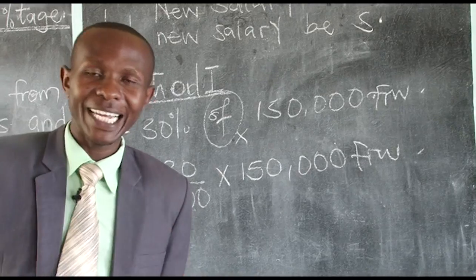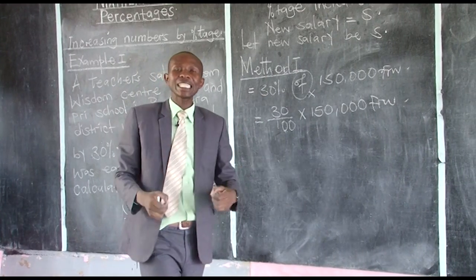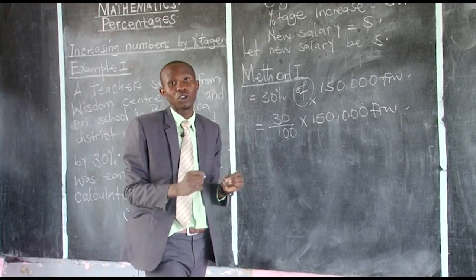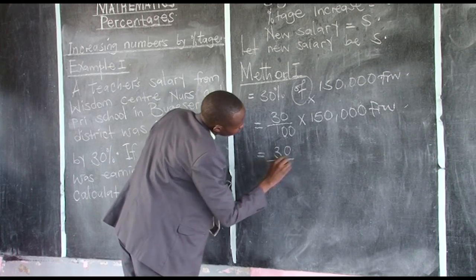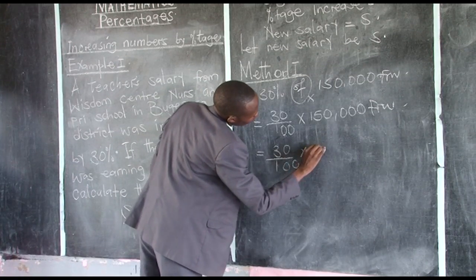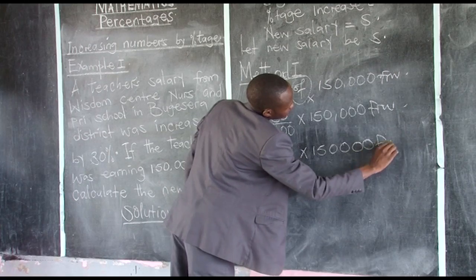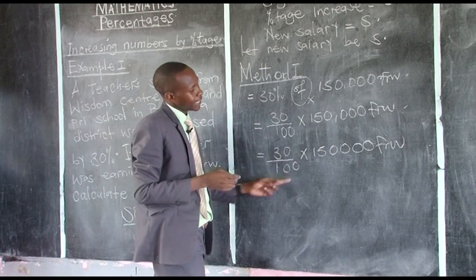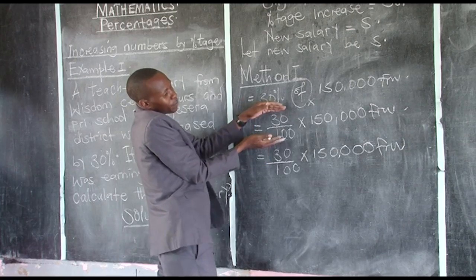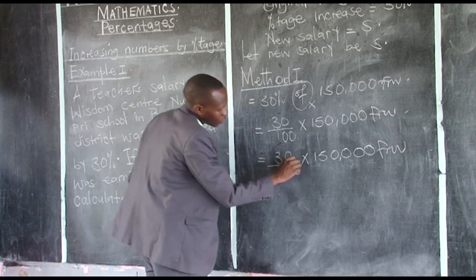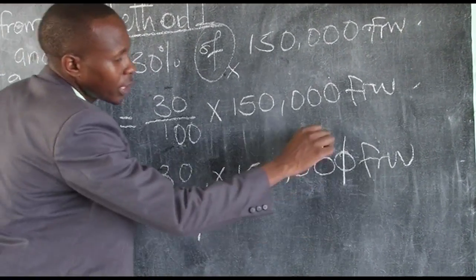150,000 francs. What am I looking at? I'm looking at the percentage. This 30%, what is it representing in this amount of money, is what I want to know. So I'll say 30 out of 100 times 150,000 francs. I've just copied this statement and pasted it here. We are going to work out from here. So this zero will cancel out with this zero. This zero will cancel out with this zero.